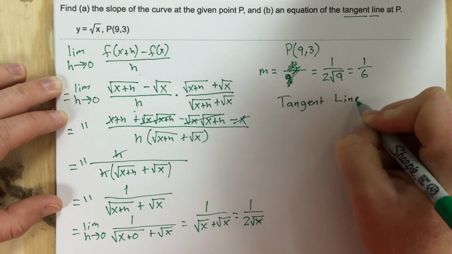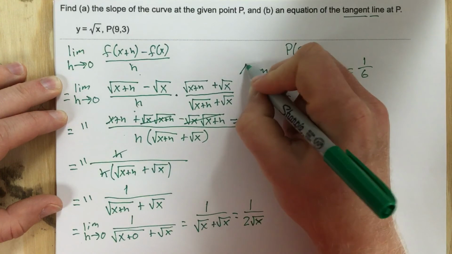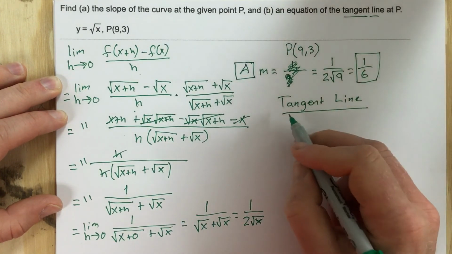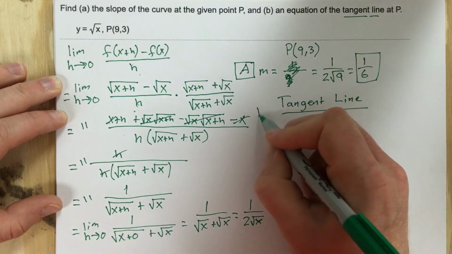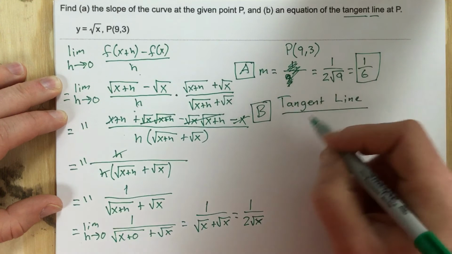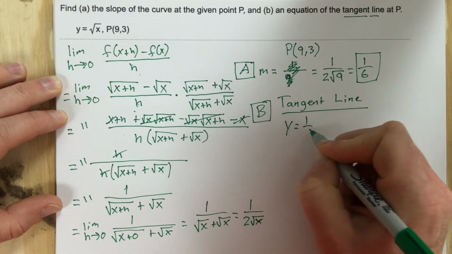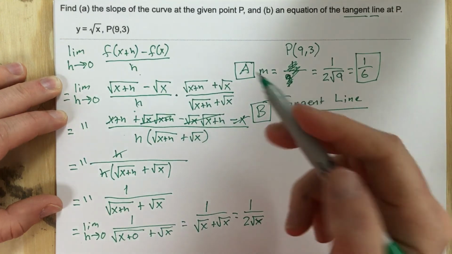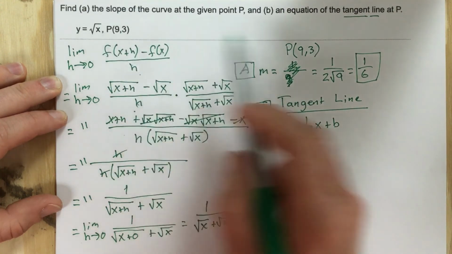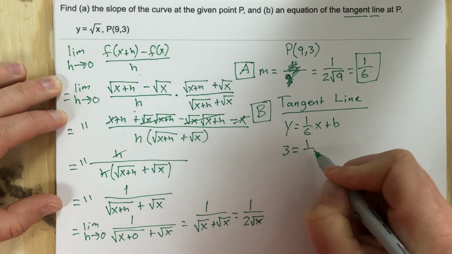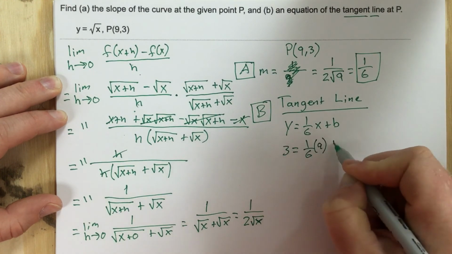Now we're going to find the tangent line. So this is part B now. We just found part A. Let's go ahead and circle that up. And now we're going to find the tangent line for part B. Well, to find the tangent line, we want to use the slope that we just got. So we say y equals 1/6 x plus b. We're going to plug in the coordinate 9, 3 that we've got right there. So we get 3 equals 1/6 times 9 plus b.